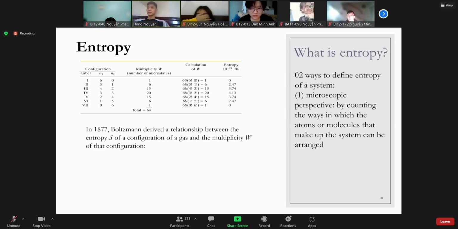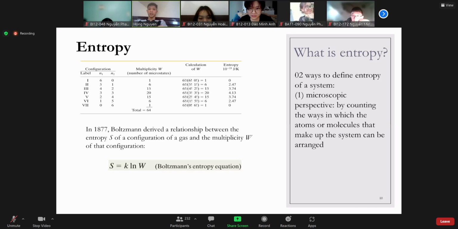Good. And Boltzmann in 1877 already derived a relationship between the entropy and the multiplicity. He developed a way to calculate the entropy of the system, to relate the definition of entropy with the number of microstates. And this is it: S equals k ln W.